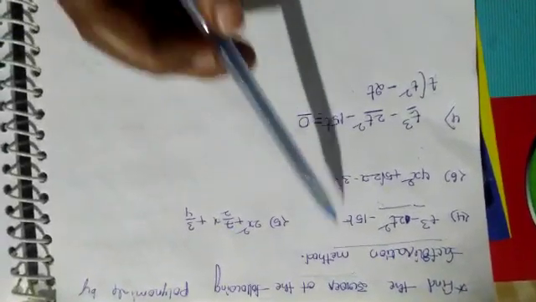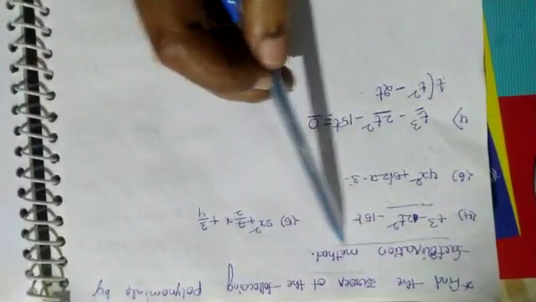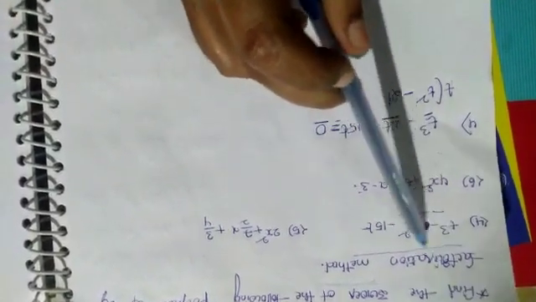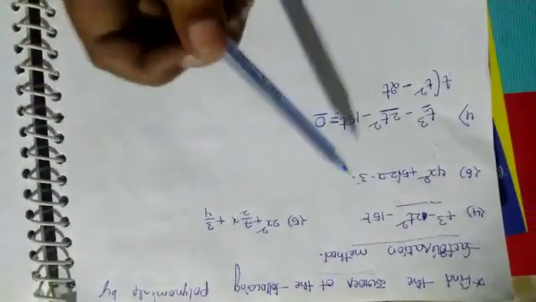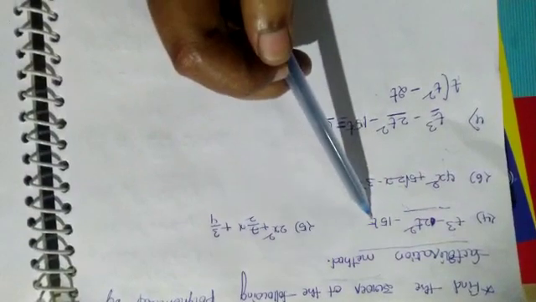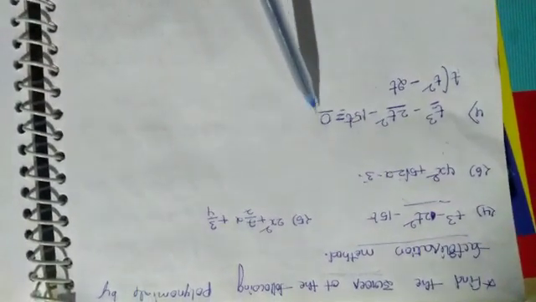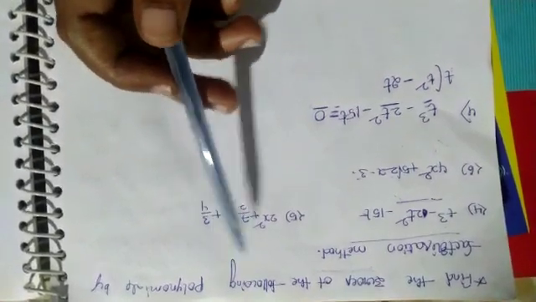See this example. Find the zeros of the following polynomials by using the factorization method. Here we are using the factorization method to find the zeros of the given polynomials. Okay, see this fourth example: t cube minus 2t square minus 15t equal to 0. We have to find the zeros of the polynomial.